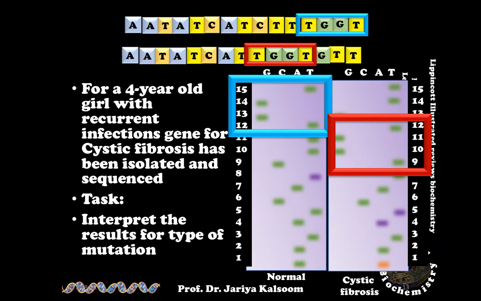Positions 15 to 12 of the normal gene and 9 to 12 of the cystic fibrosis gene are identical. Therefore, there is a 3 base deletion in the cystic fibrosis gene corresponding to positions 9 to 11 of the normal gene. Since it is a deletion of 3 bases, some researchers do not classify it as a frame shift mutation. The DNA pattern is indicative of the deletion of a codon leading to absence of phenylalanine at the 508th position in the CFTR.